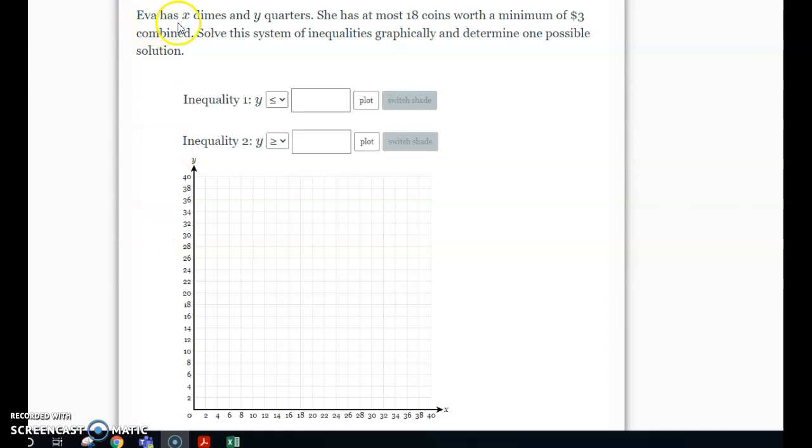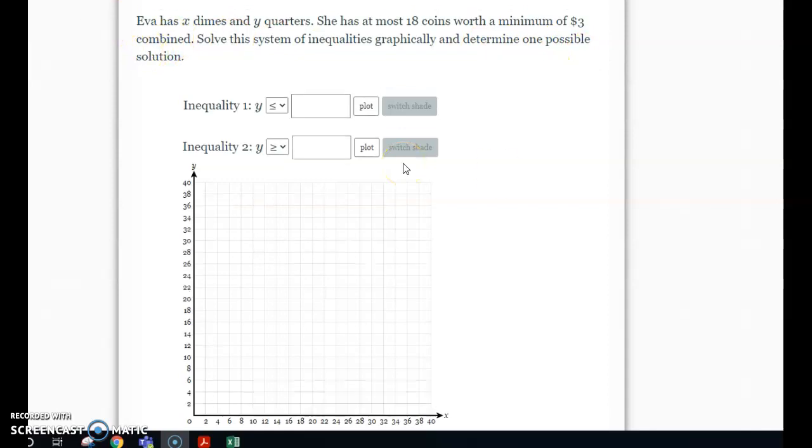It says, Ava has x dimes and y quarters. She has at most 18 coins worth a minimum of $3 combined. Solve this system of inequalities graphically and determine one possible solution. Now, in a previous video, I showed you how to work through identifying your variables and writing the inequality. So here I'm just going to show you how we answer these.